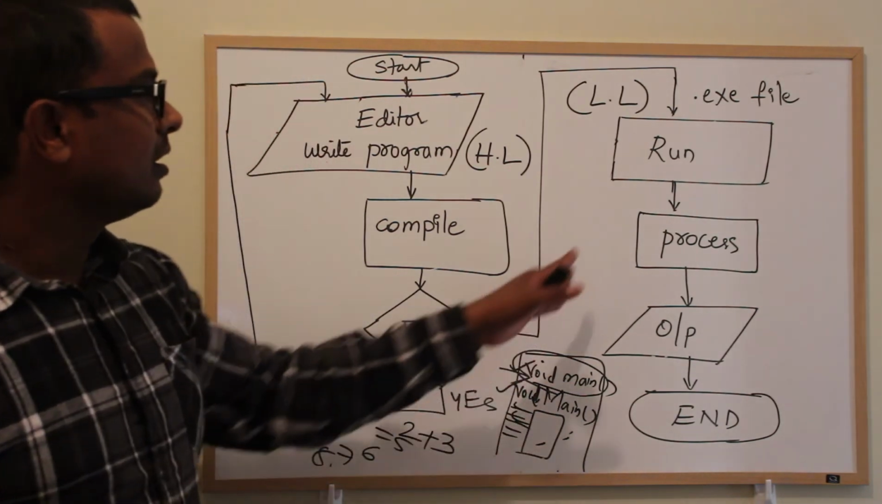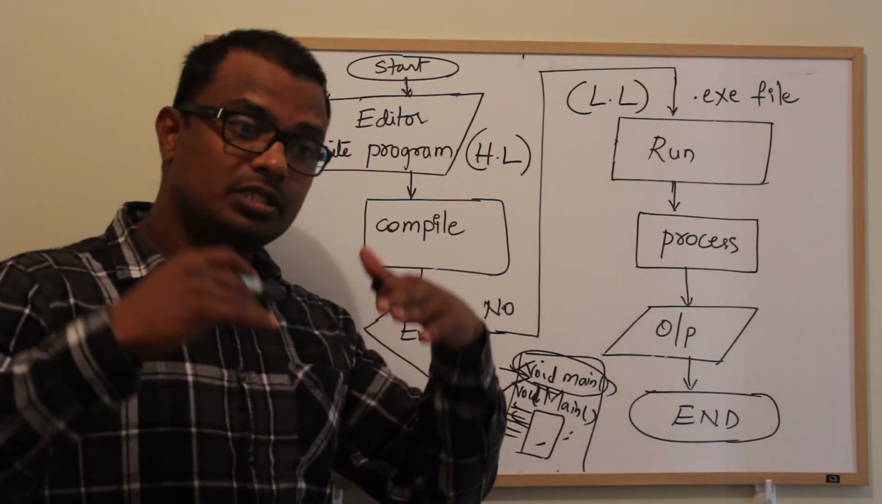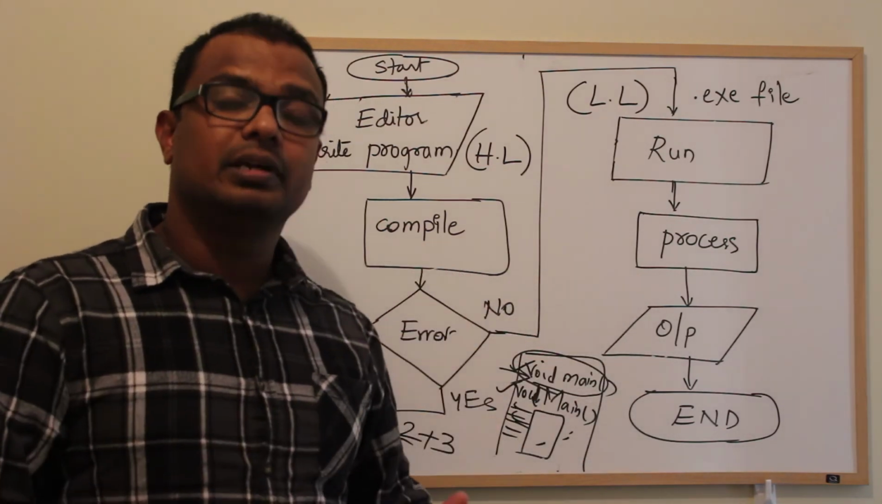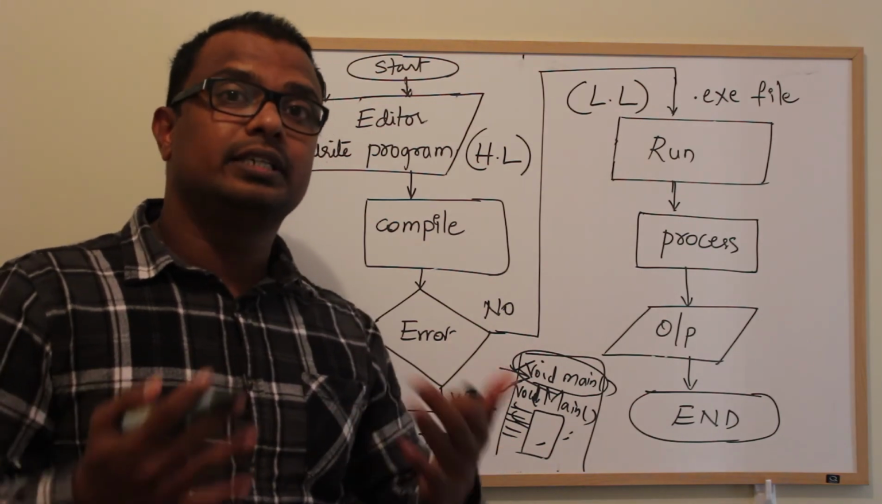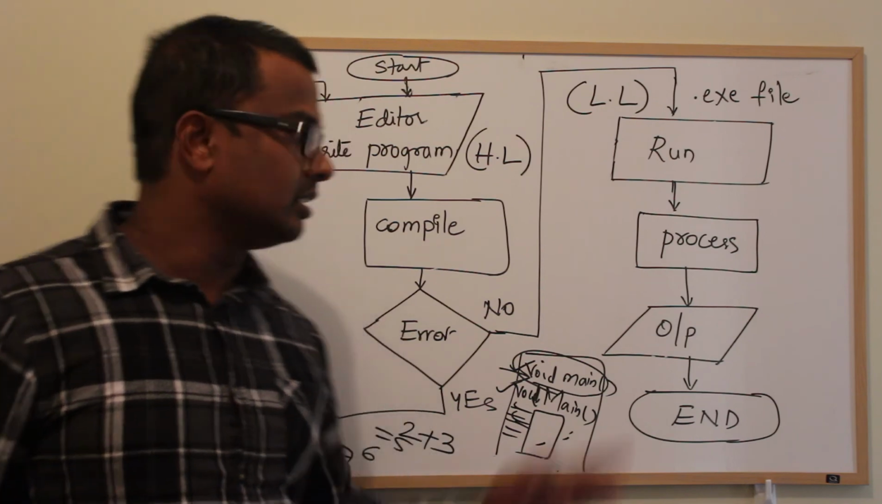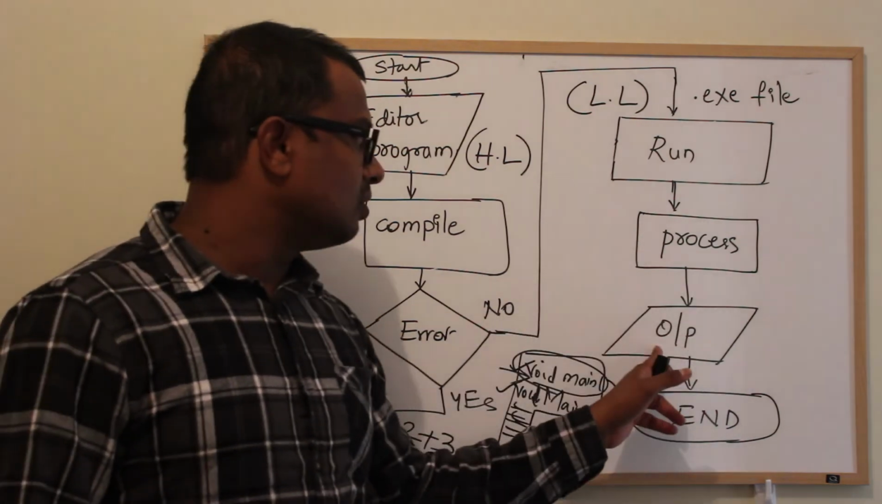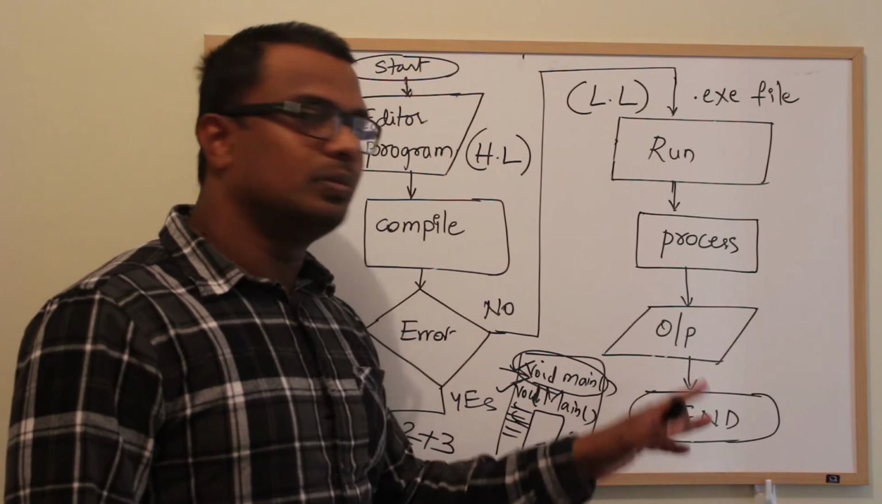Like that. Runtime error means the program is executing, the program is running, but it is not giving the required output. It is giving unexpected, unwanted output. That is called a runtime error. So once you get the output, if the output is proper, then the program has ended.